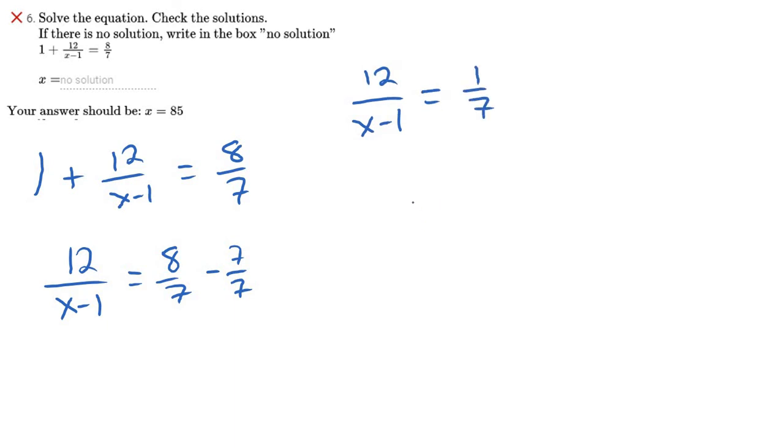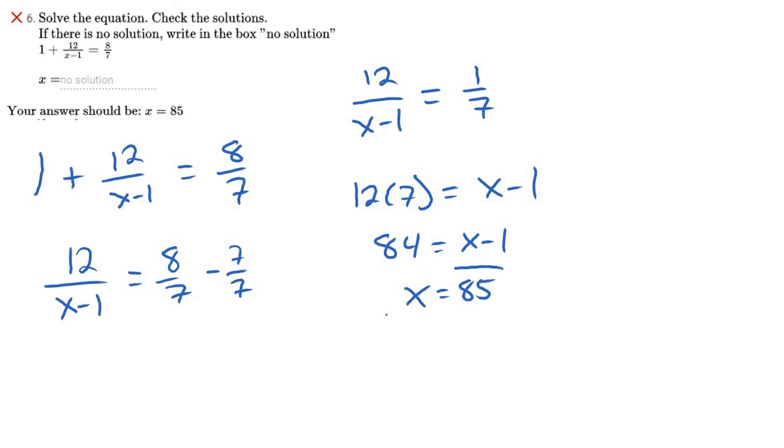Now, let's just cross multiply, right? So 12 times 7 equals x minus 1. So 84 equals x minus 1. Add that 1 over. x equals 85. And we are good to go. Okay. So again, there are some different methods. Got to follow basic algebra though. Get those denominators. Match things up. Same thing to both sides. And you're good to go.